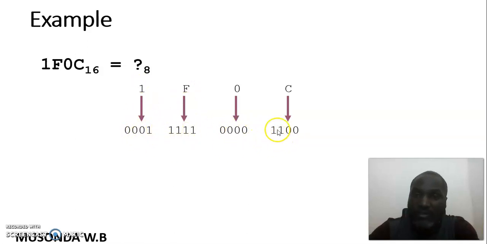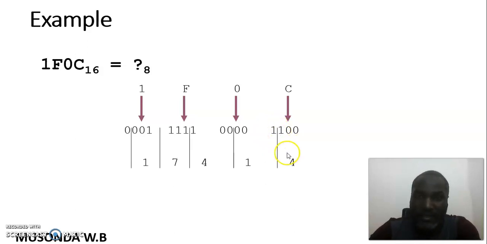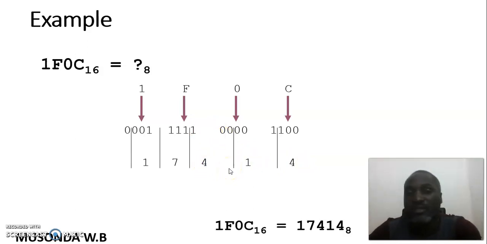After you have done that, we now group the bits in groups of three this time, and whatever you get, you convert to its equivalent. So 100 in base 2 is equivalent to 4, and then we've got 1 there. This also equals 4. After that, you group everything together, and you get this as our answer.